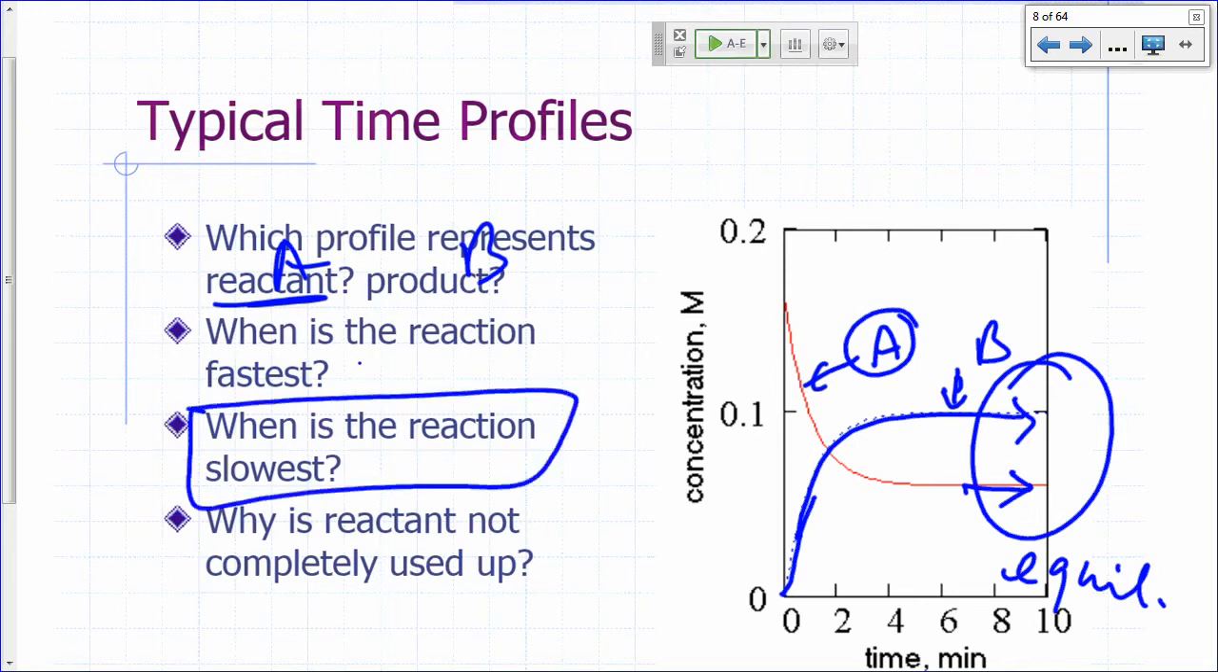So when is your reaction fastest? Initially, at time 0, right? Very fast here, very fast over here, at time 0.